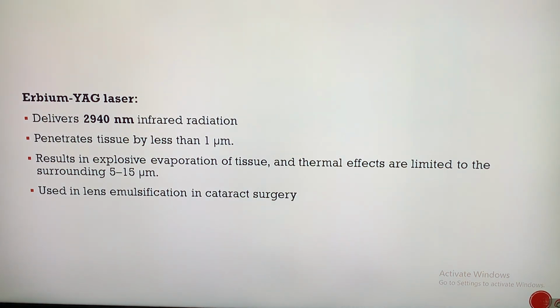Erbium YAG laser has a wavelength of 2940 nanometers and it has a low penetration. It only penetrates the tissue by less than 1 micrometer. So its thermal effects are limited to less depth of the tissue and deeper tissues are not damaged by this layer. So it is used in lens emulsification in cataract surgery.